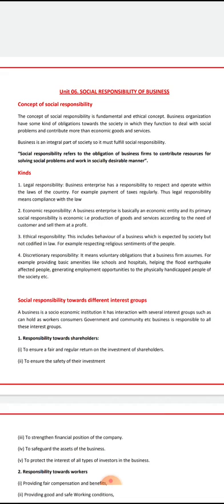And the fourth one is discretionary responsibility. It means voluntary obligations that a business firm assumes. Like business firms can open various schools and hospitals. They can help in providing the funds for the flood affected areas, for the earthquake affected areas, and firms can generate employment for the physically handicapped people and all. So these were the four kinds of, you can say, social responsibilities.